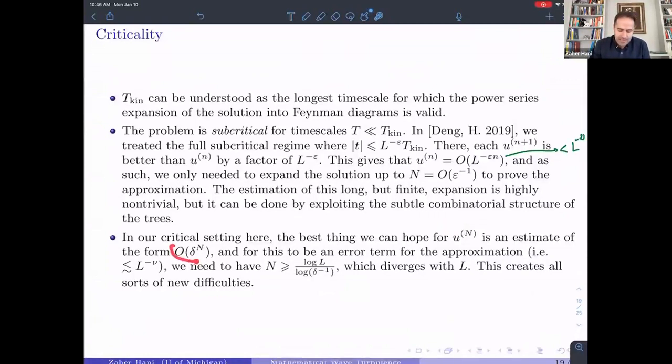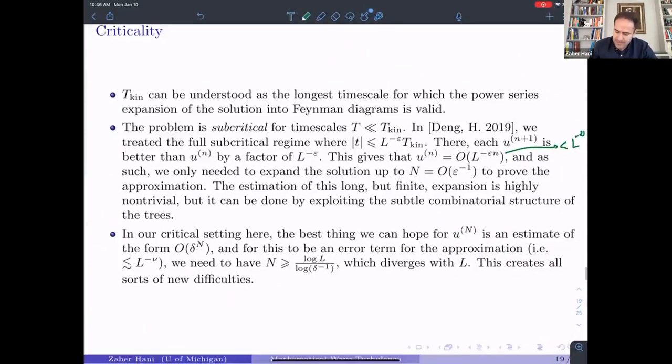By a factor of delta. And as a result, the estimate that I have for the nth iterate is only delta to the n. So the estimate, in other words the sum of the couples, this nth iterate of the NLS equation, is a sum over couples, or sum over diagrams, which we call couples. Some of those couples have size of order delta to the n. These are the largest couples, of size delta to the n. So it's here where it appears.